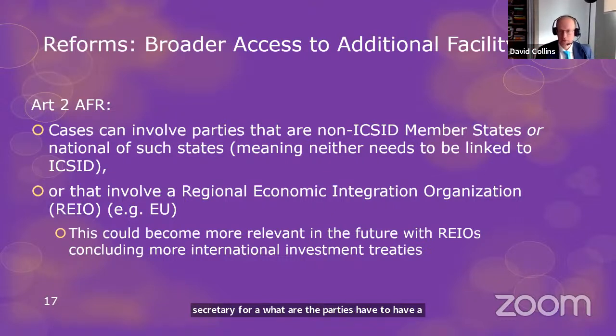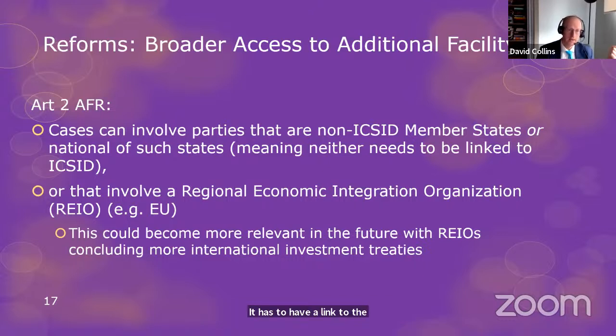The additional facility rules, traditionally, it had to be both parties, then it was one party. Now, neither party has to have a link to the ICSID convention. But now, under Article 2 of the additional facility rules, you can have cases involving parties that are not ICSID member states or nationals of such states.